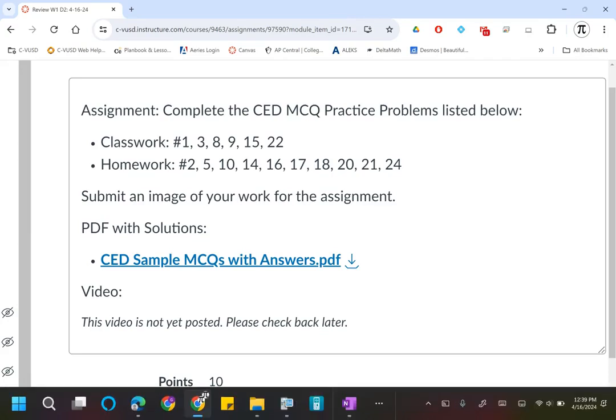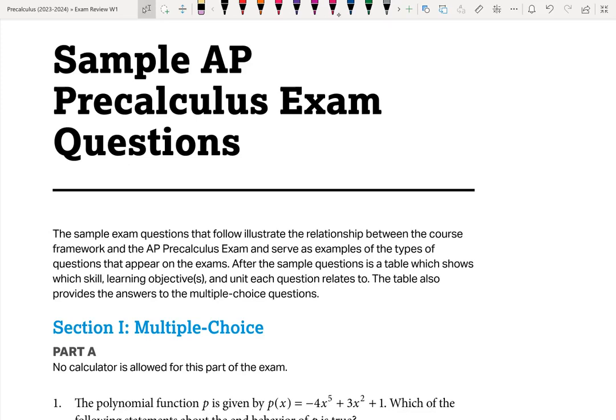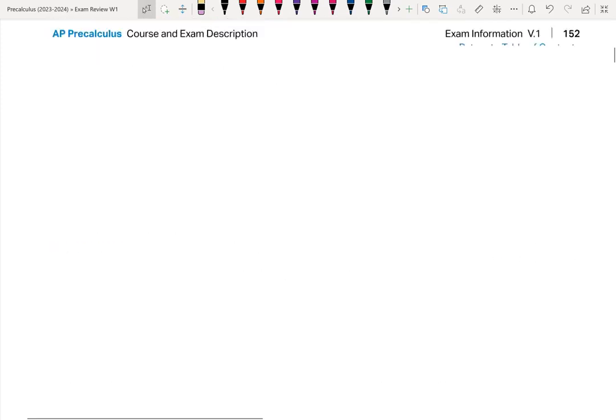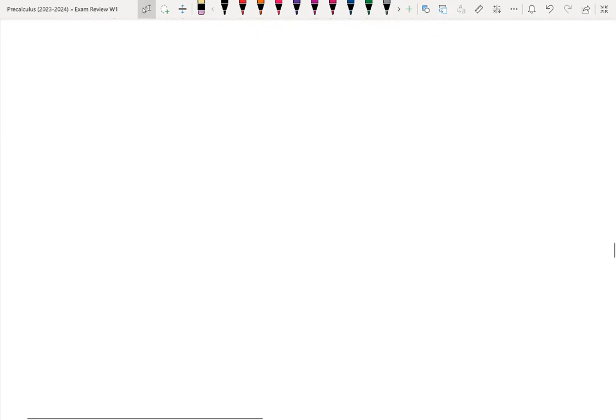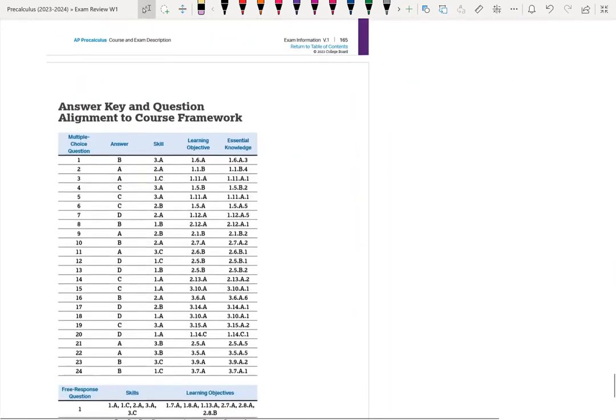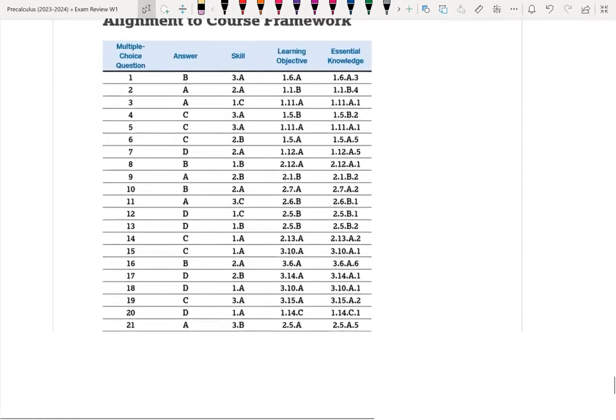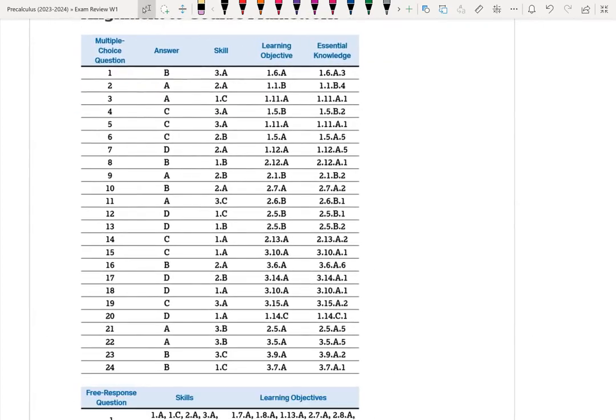Also, I want to point out in this PDF, if you go all the way to the bottom, there we go. This is the last page. On this page, I have included the answers. So there is the answer key for all these questions. But what I want to point out even more is this column right here. This is where you can find it in your notes.